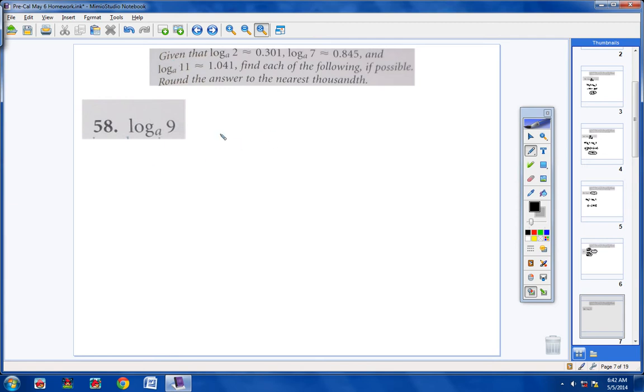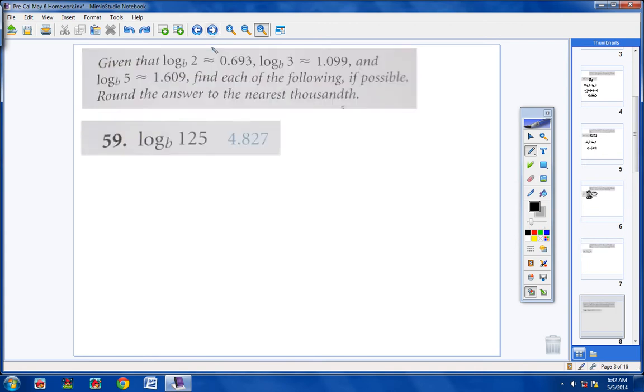It cannot be done. There's no way you can take a 2 and a 7 and 11 and work with them and, by using a product or powers or quotients, somehow get a 9 right here. It just can't be done. So this one cannot be solved with the information given. Okay? All right, moving on to number 59.